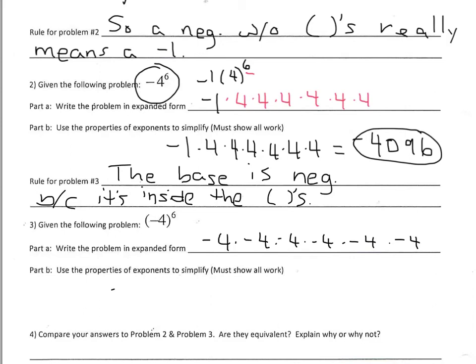So if you rewrite it one more time and then throw it into the calculator, you should get a different answer than you did in part 2. Which is 4,096.